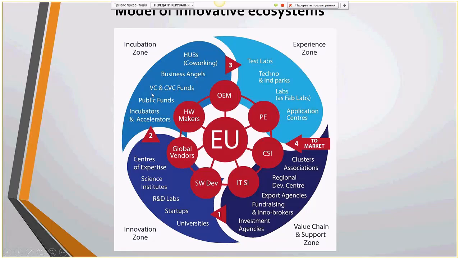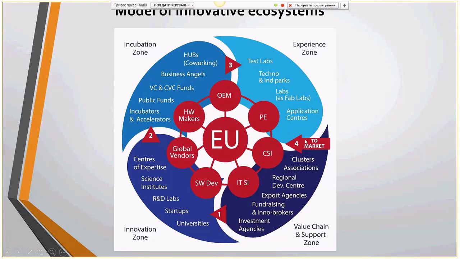We can just ask our partner or player: do you have, for example, an acting venture capital fund in your region? Or do you have an incubator or accelerator? Or do you have test labs, like fab labs or an application center, where your MVP product can really be proved and certified? If you don't have, it means that you have a problem with your innovation ecosystem.